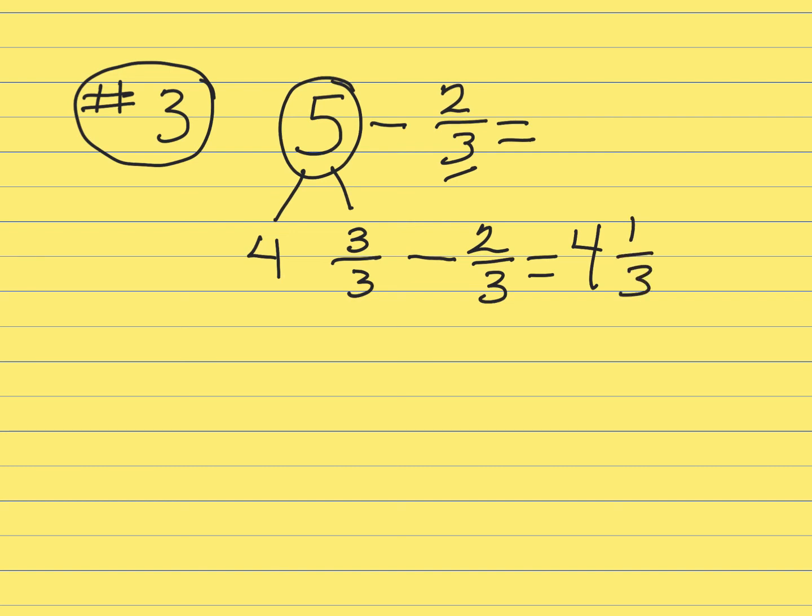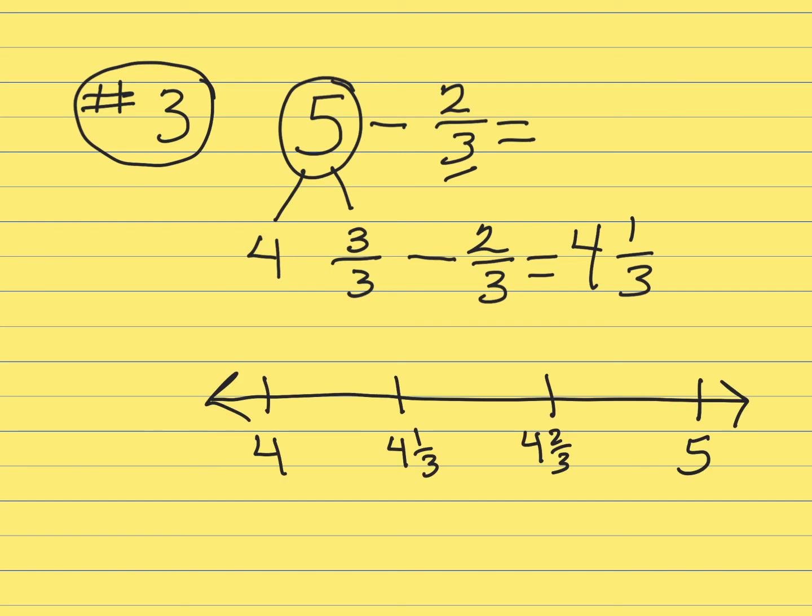So let me now show you that on a number line. I did my number line. I put 5 down here, because I know I have 5, and then I'm going to take away. So if I go to 5, that's what's in my number sentence. I have 5, and I'm going to take away 2/3, 1/3, and then 2/3, and here is my answer, 4 1/3. Okay, so now you go ahead and do all of number 3 in your homework.